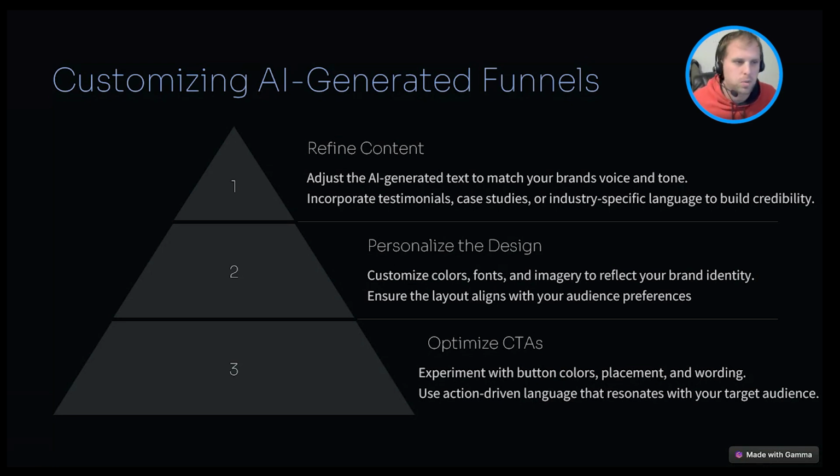Optimizing the CTAs. Now, what is the point of a funnel? To turn it into a lead, to actually pinpoint into a funnel. So we have to optimize those CTAs to meet those requirements. This is where the A/B testing comes in, where you experiment with the button colors, the placement, the wording, using action-driven language that resonates with your target audience. Something that might work for one company might not work for your company. So make those A/B tests to check which CTAs are better, which color designs work better, and what the verbiage needs to say as well.